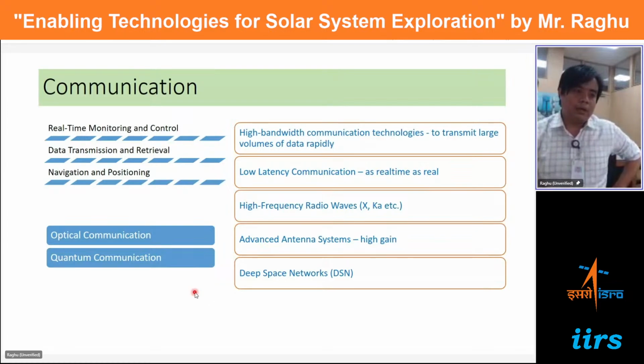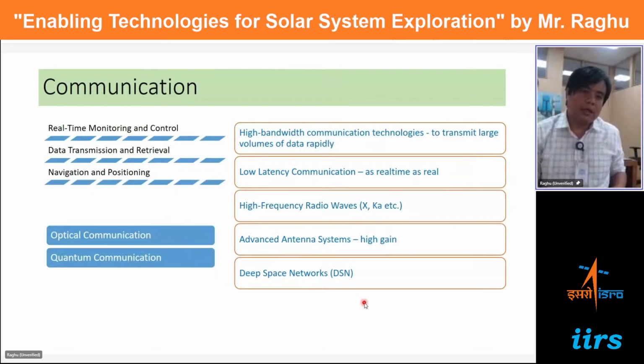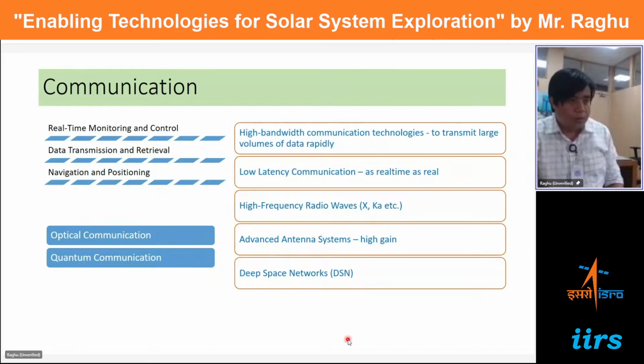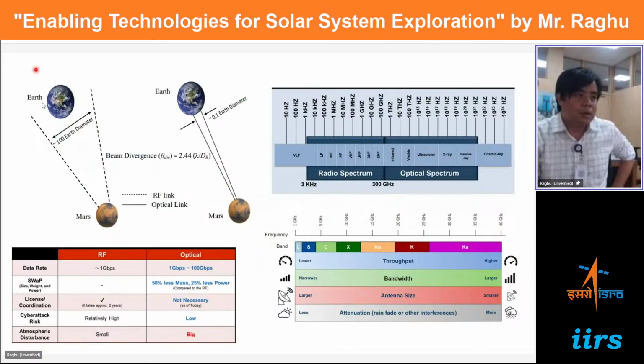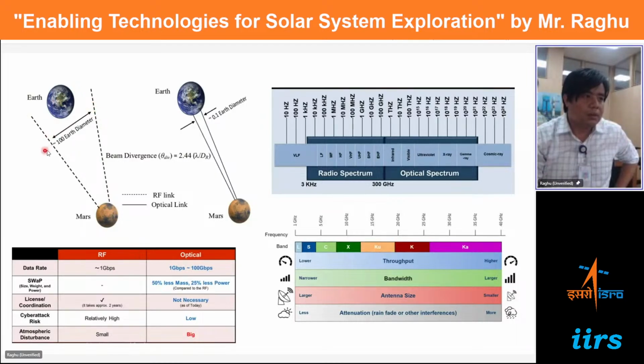Here you can think about optical communication and quantum communication, because for RF communication, almost a mature enough technology is there. Optical communication and quantum communication are something which is booming. Okay, so I told you about long distance communication, Mars to Earth, approximately 1.6 astronomical units. When RF reaches Earth, the beam divergence is so wide that it almost covers 100 Earth diameters. So the spread is too much.